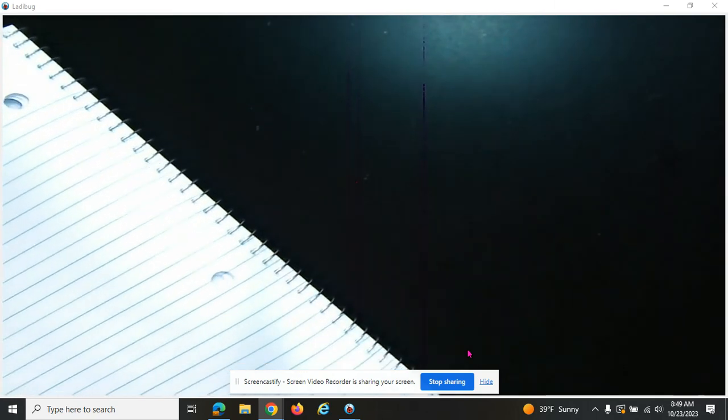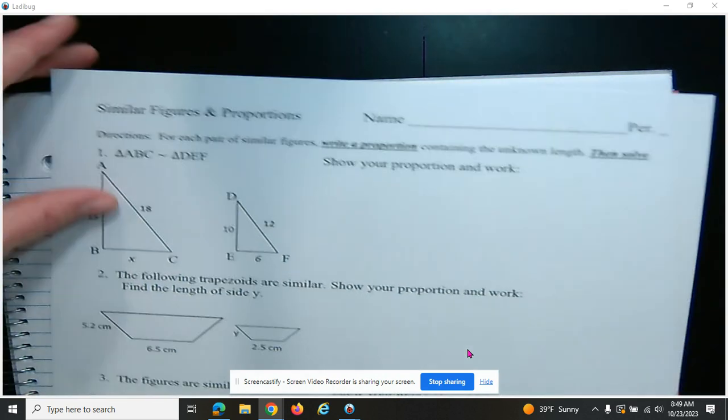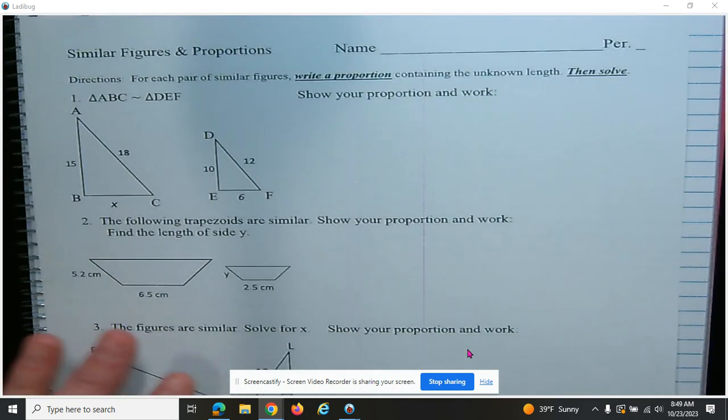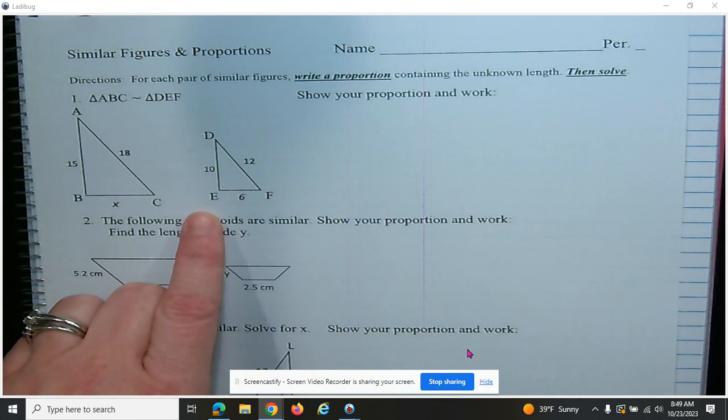So we are still on similar figures. We do not need to add anything into the table of contents. But this is going to be page 43. Okay. Friday, you had to find the unknown, given two pictures, right?